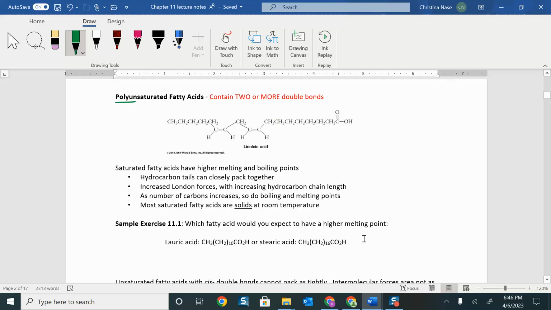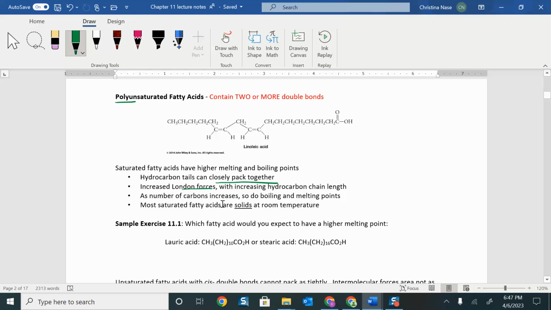We said because they're hydrophobic tails, those hydrocarbons can pack close together. They have higher London forces. So the longer the chain, the stronger your London forces are going to be. So the higher the molar mass, the greater the London forces, the higher the boiling point.